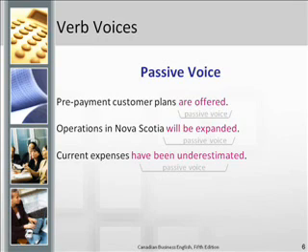Same thing for the next sentence. Operations in Nova Scotia will be expanded. Will be expanded is the verb, and operations is the subject. So operations will be expanded. The verb is acting upon the subject. And in the final case, current expenses have been underestimated. Have been underestimated is the verb, and expenses is the subject. And we can see that the subject is being acted upon by the verb, and we don't know who or what underestimated the expenses. So that's the missing part of the sentence that might make it into an active voice.